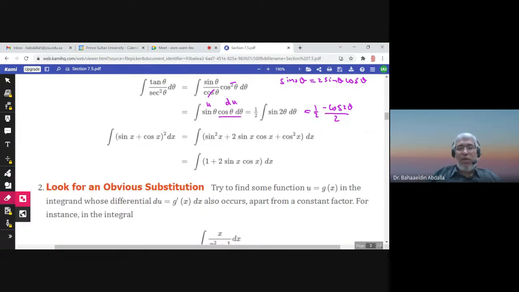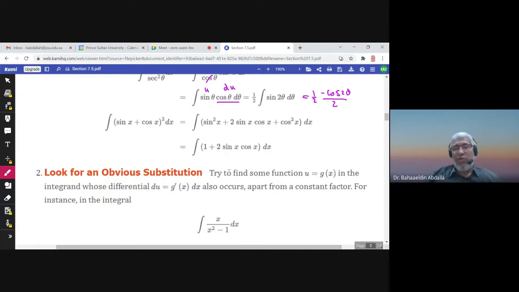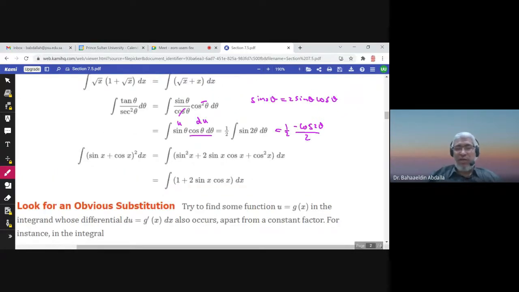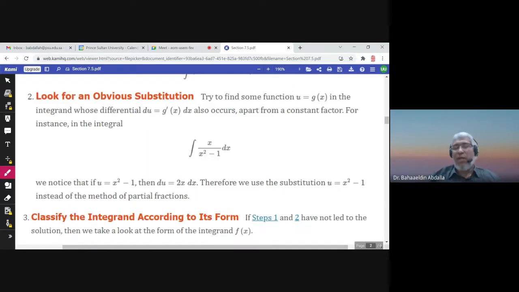Also here, if you have sine x plus cosine x squared, if you expand this, then sine square plus cosine square is 1. And now you can solve this easily. Integral 1 plus integral 2 sine x cosine x. You can write 2 sine x cosine x as just sine 2x, and you find the integral, or also you can put u as sine x. So simplifying may help.